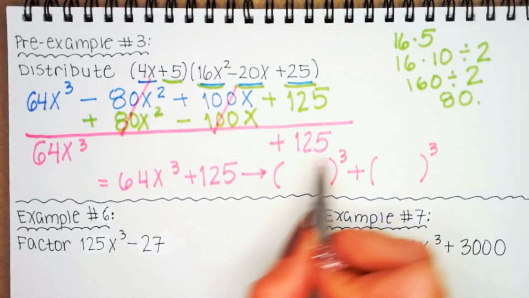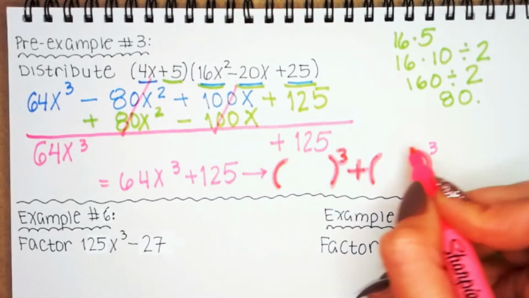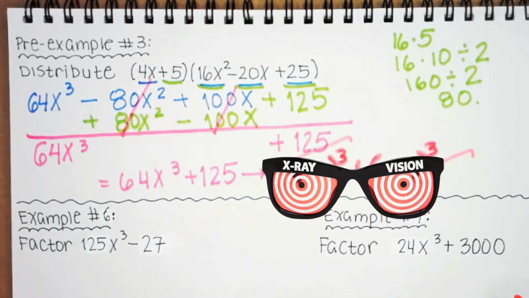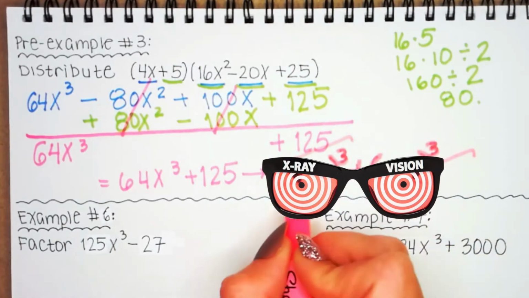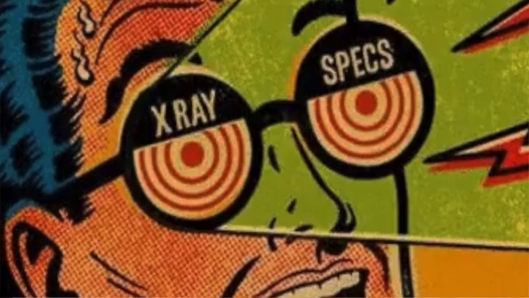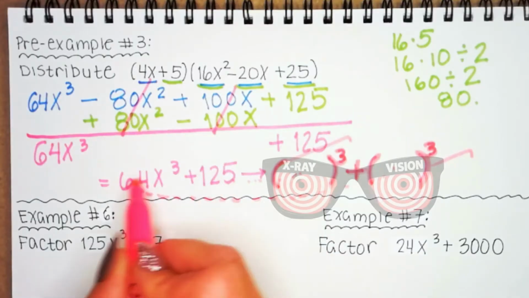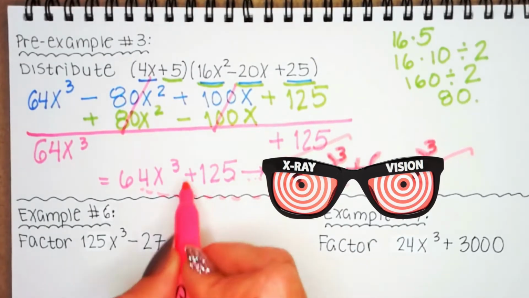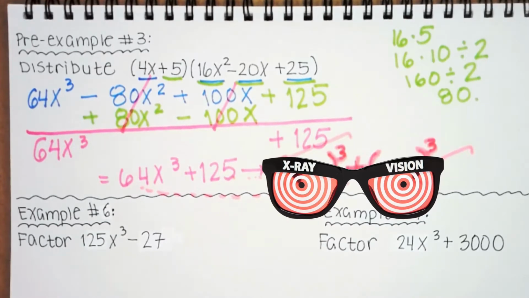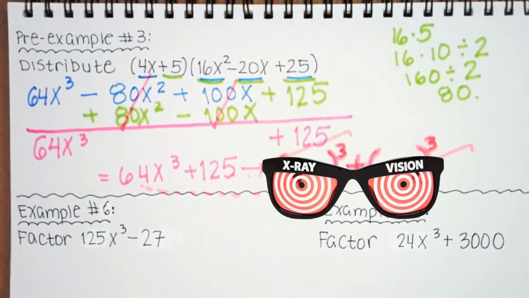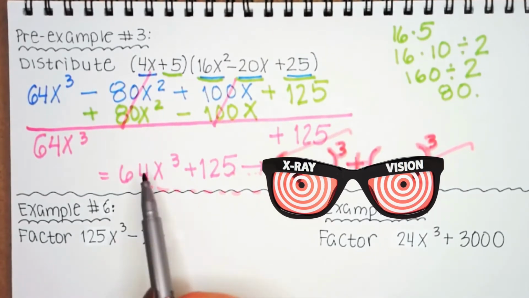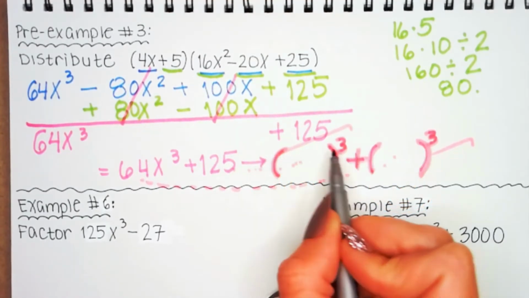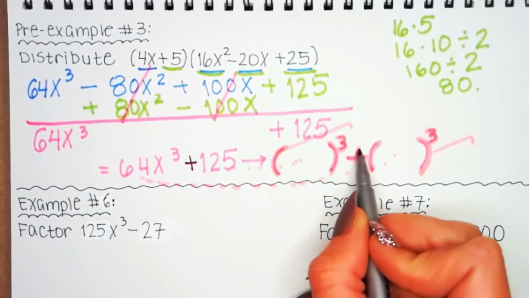I want you to think of this thing I just drew right here, and I'm going to trace over it and really make it bold. These are glasses. Imagine these are someone's glasses, and when they put them on, they have X-ray vision, and they can see what it was that created 64x to the third plus 125. What was being raised to the third power that caused that to be the result? If you had X-ray vision and could see what created this expression, 64x to the third goes in this lens and 125 goes in this lens. Really, these are just parentheses cubed with a plus sign in between.